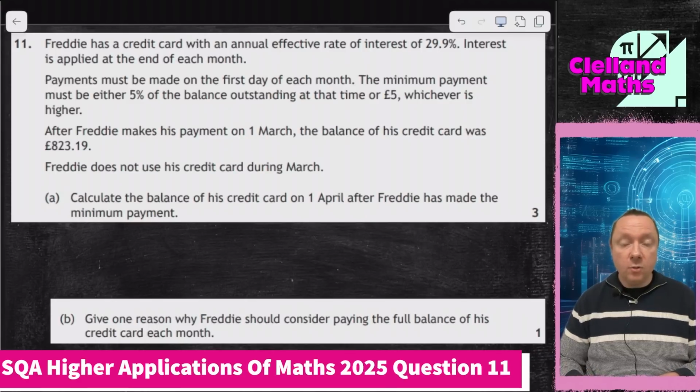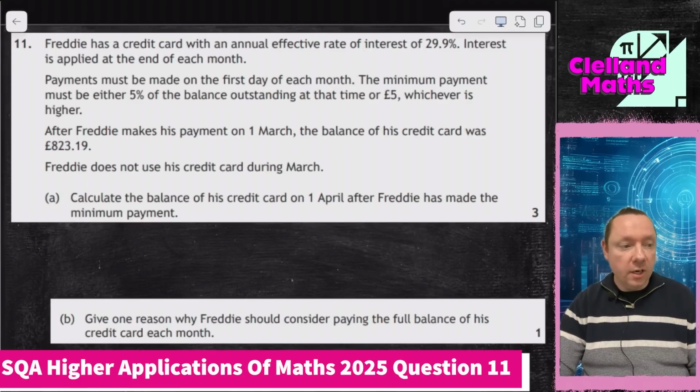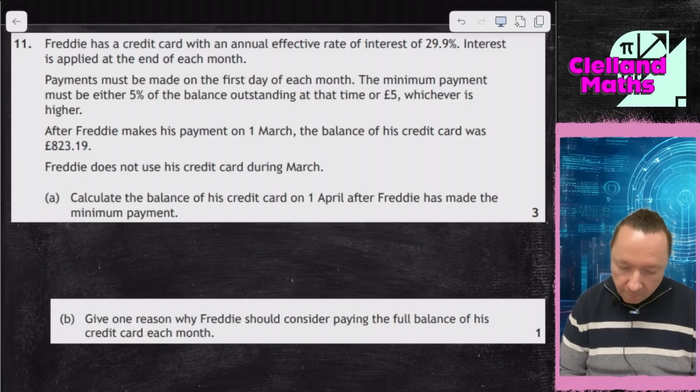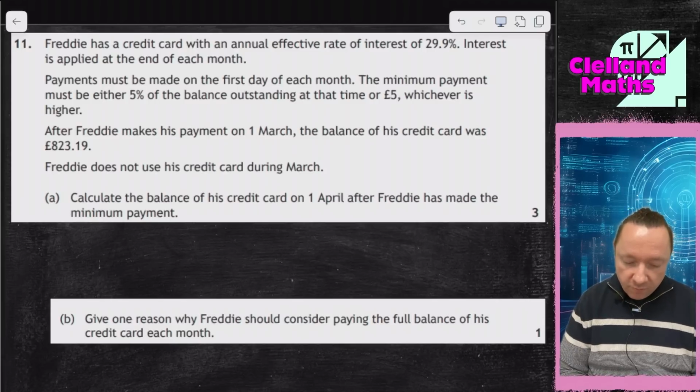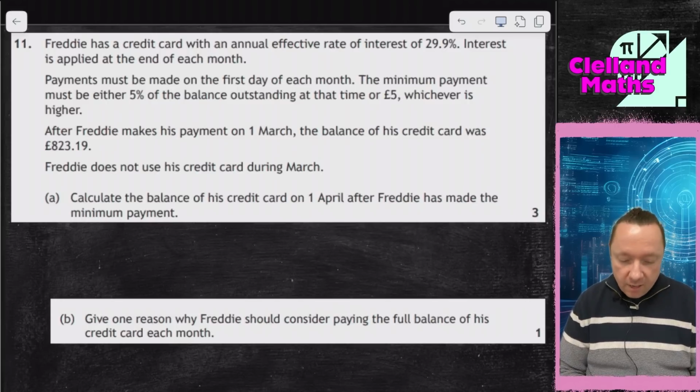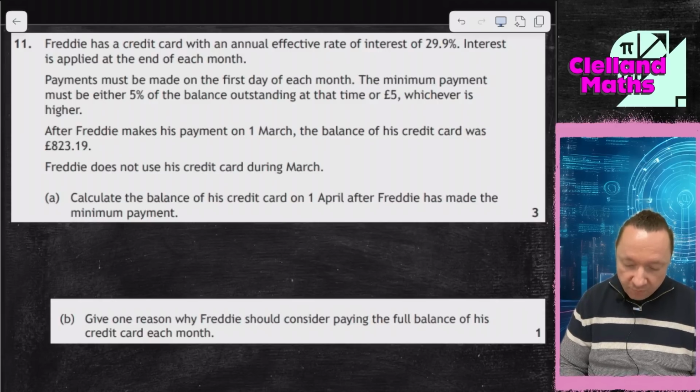Basically, Higher Applications of Maths 2025, question 11. Freda has a credit card with an annual effective rate of 29.9%, interest applied at the end of each month. Payments must be made on the first day of each month. The minimum payment is 5% or £5, whichever is higher. After Freda makes his payment on the 1st of March, his balance was 823.19. He doesn't use his credit card during March. Calculate his balance on the 1st of April, after he's made his minimum payment.